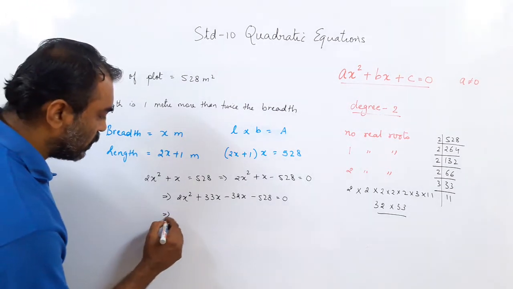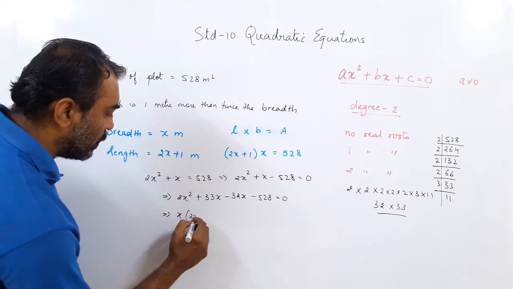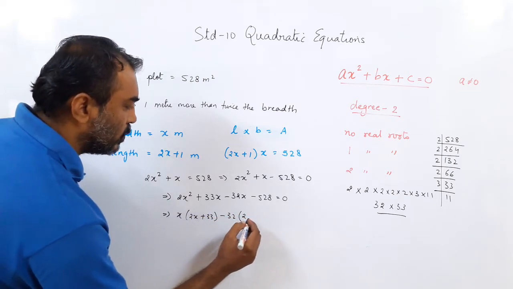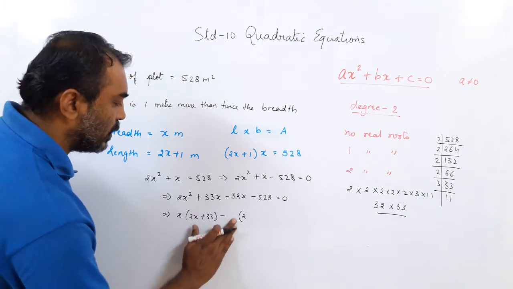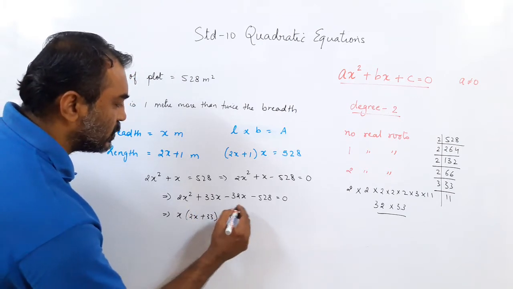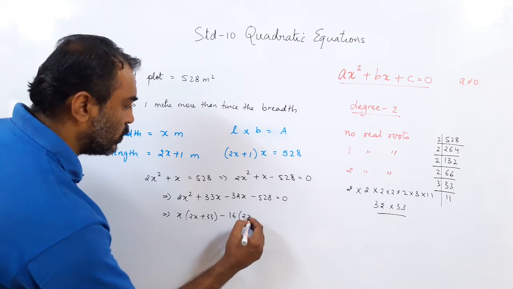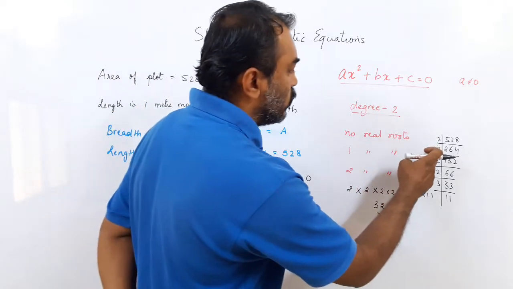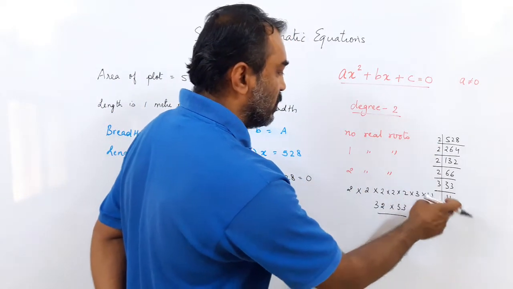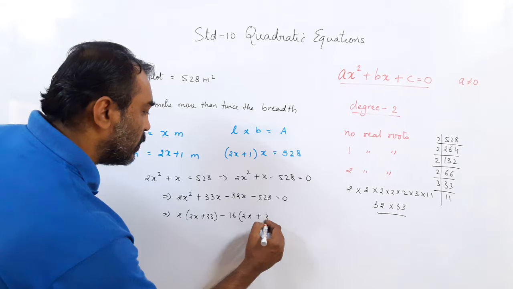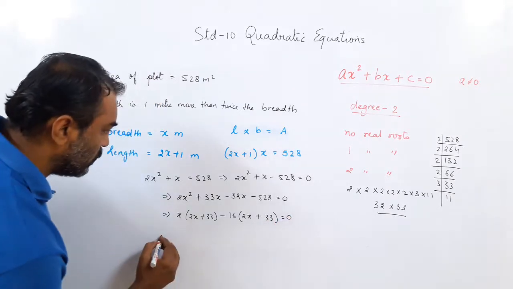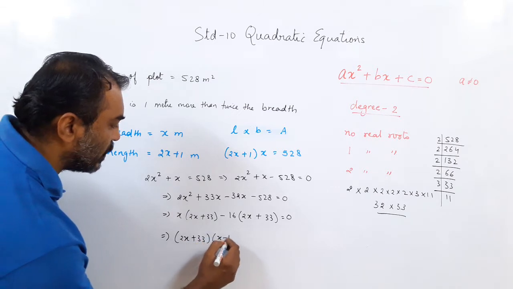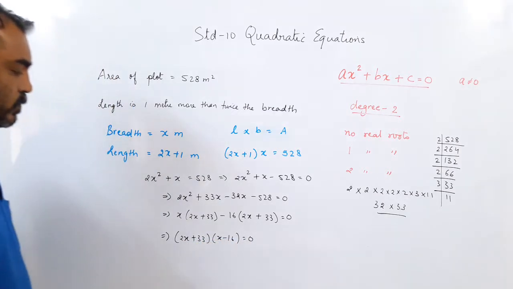So if I take the x common, I get 2x plus 33, minus 32 common. No, it should not be 32. I will get 16 common here. 16 into 2x. Now let us see. Is 16 into 33 528? 2 into 2 into 2 into 2, 16, and 33. So we get minus 528 equal to 0. So the factors are 2x plus 33 and x minus 16 equal to 0.